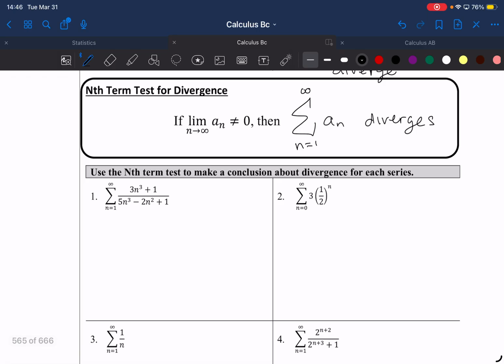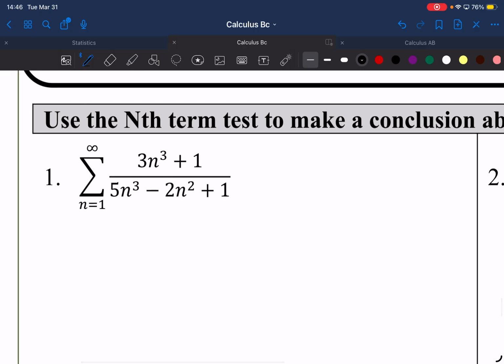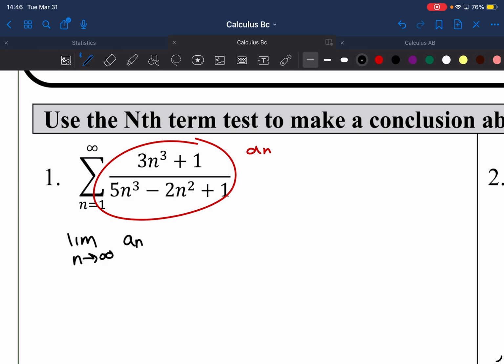These examples say use the nth term test to make a conclusion about divergence for each series. For the first series, we have the summation, and then we have our A sub n. This whole thing is A sub n. So we're going to take the limit as n approaches infinity of A sub n, which is everything above, and plug infinity in for n and see what happens.